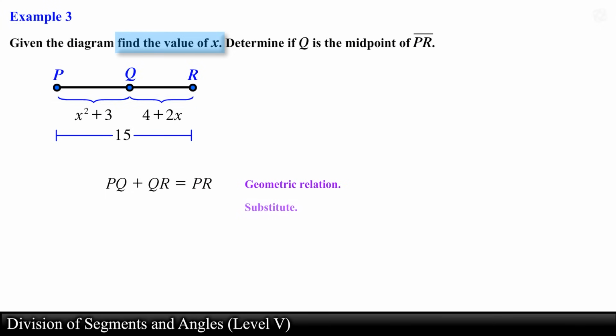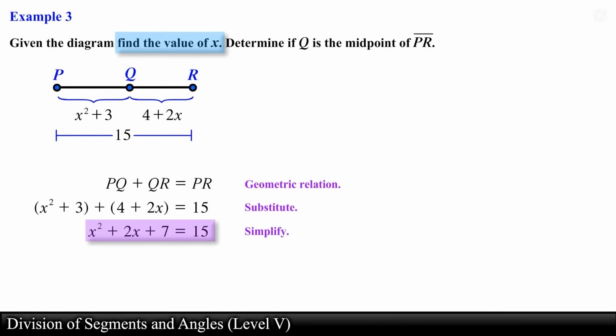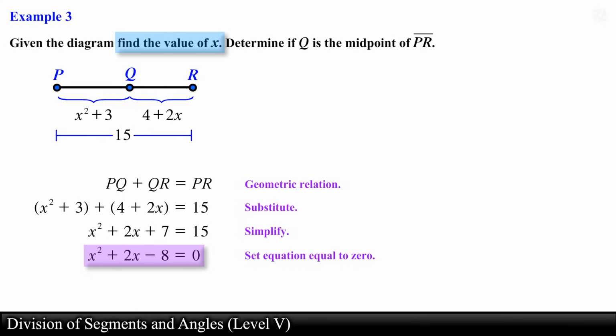We can now substitute the algebraic and numerical expressions into this geometric relation. Doing that, we obtain the following equation. From here, it is just a matter of solving for x. Notice that we are face to face with a quadratic equation. So let's move every single term to one side of the equation so that we can set the equation equal to 0, making sure we add like terms along the way.